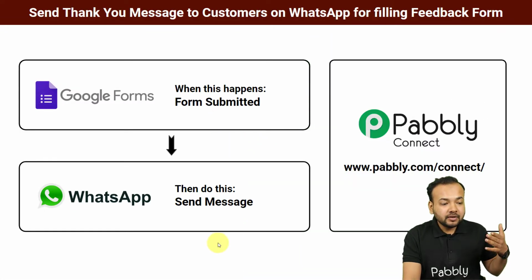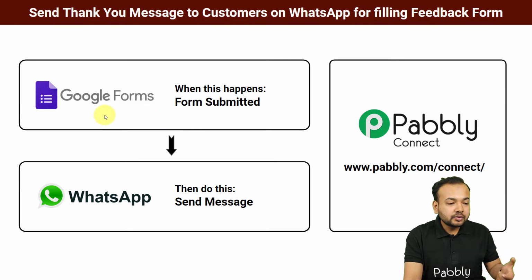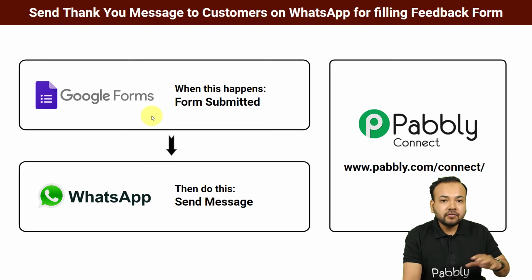So guys, this will be the flow of this automation. Here I'm using Google Forms to create a feedback form. In place of this, you can use any other form building application like Jotform or Typeform, etc. As and when you share this form with your customer and your customer fills this form and submits, a WhatsApp message saying thank you for your valuable feedback is going to be delivered to the same customer automatically.